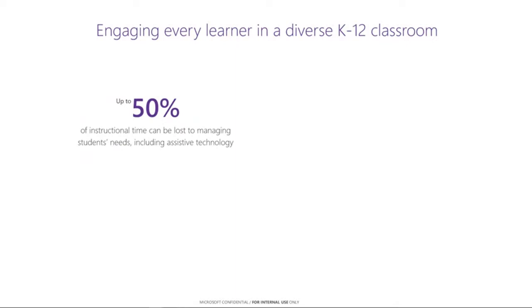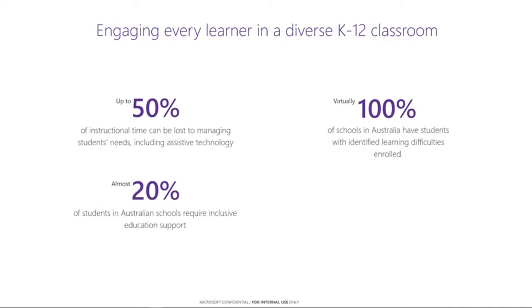Look at this. Up to 50% of instructional time can be lost to managing students' needs, including assistive technology. These are Australian stats, by the way. Virtually 100% of schools in Australia have students with identified learning difficulties enrolled, right? So this is not just a some-of-us issue, it's an all-of-us issue as teachers. Almost 20% of students in Australian schools require inclusive education support, all right? So that's nearly 1 in 5, so that's every single class again. And then look at this, in New South Wales, almost 30% of New South Wales students are from a language background other than English. I'm sure that the stats are very similar right across the country.